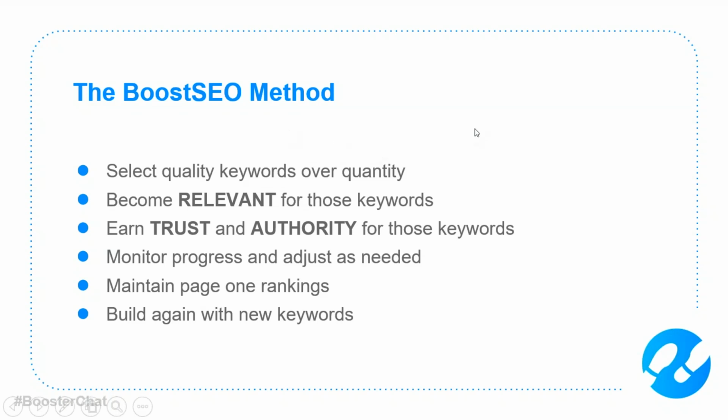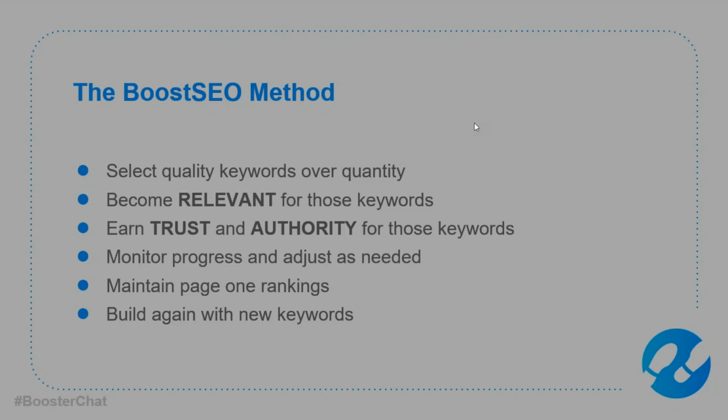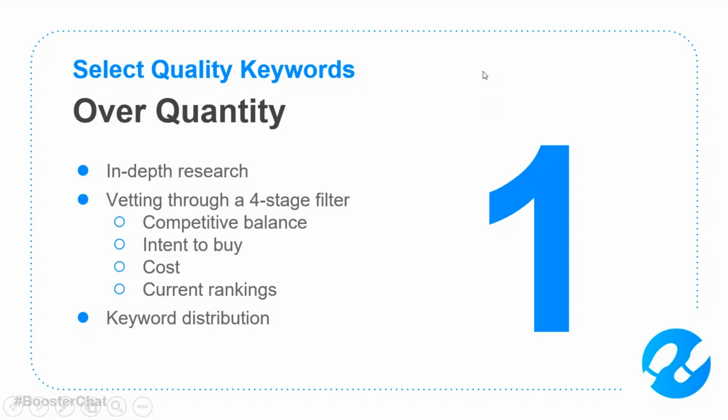Okay, so let's get into these items and talk a little bit more in detail about the work that goes into each of these. Okay, the first item, selecting quality keywords over quantity. This means that we don't optimize for dozens or even hundreds of keywords on a campaign the way that a lot of other SEO companies do. We start out with really exhaustive research and vetting to find the smaller handful of keywords that are going to perform the best for each individual client. This research starts out on your site.